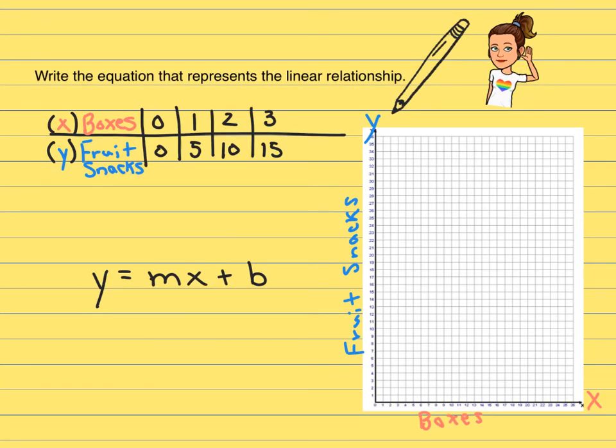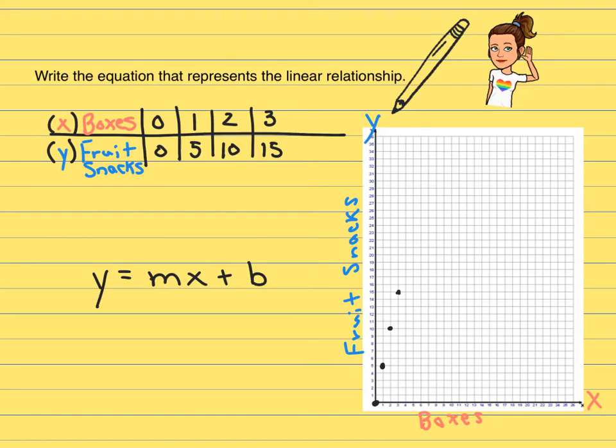Let's try the same type of problem where we have to write the equation that represents a linear relationship. And let's begin by graphing. Looks like we're comparing boxes to fruit snacks. So our first coordinate pair is 0, 0. Locate that and plot your point. And one box is 5 fruit snacks, and 2 on the x-axis, 10 on the y-axis, and our last ordered pair is 3 and 15.